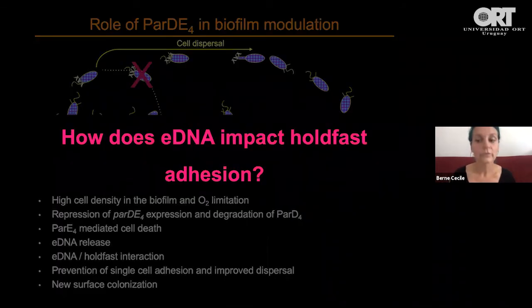So of course, the $1 million question is, how does this all work? And the answer is, I don't know. I'm working very hard on understanding the entire mechanism, but I don't know yet. But I am convinced that a way for me to find out is to understand more about the holdfast.